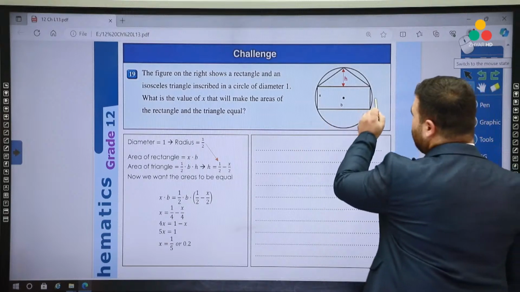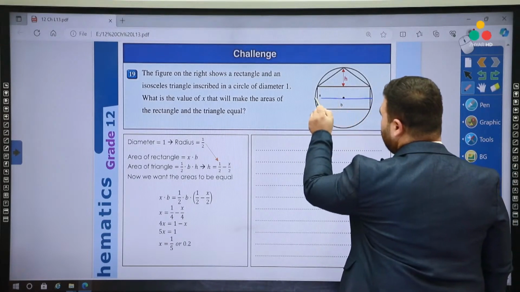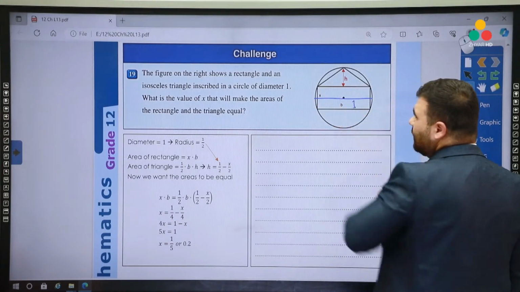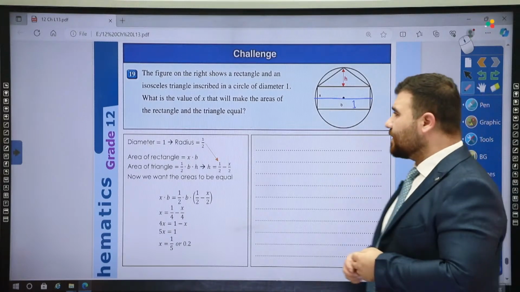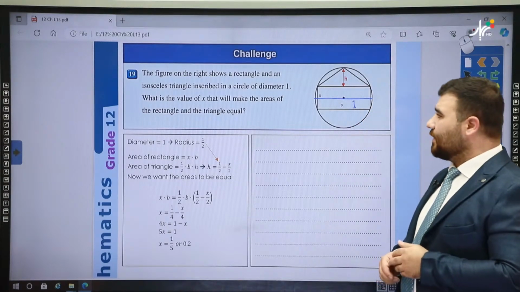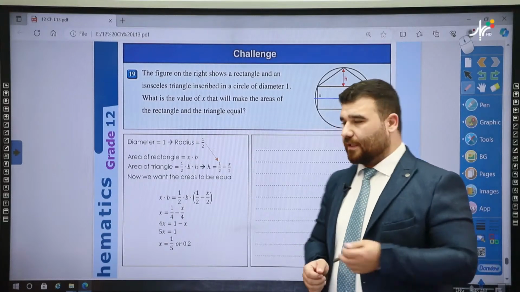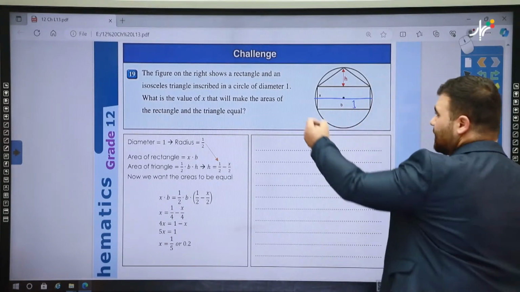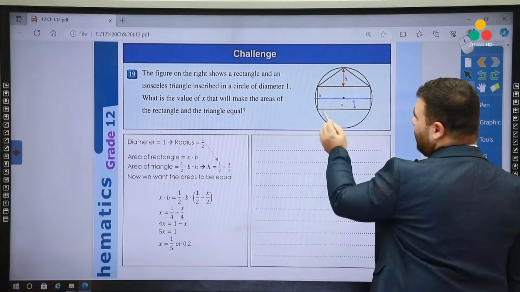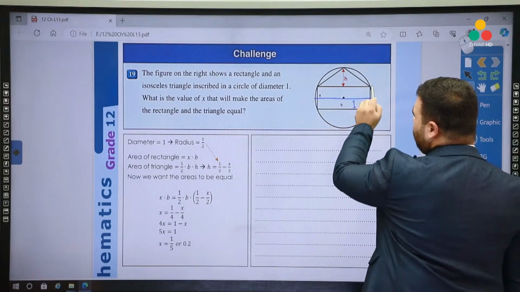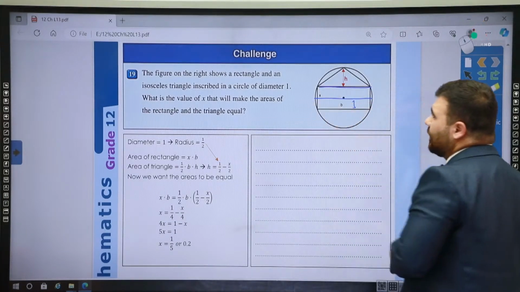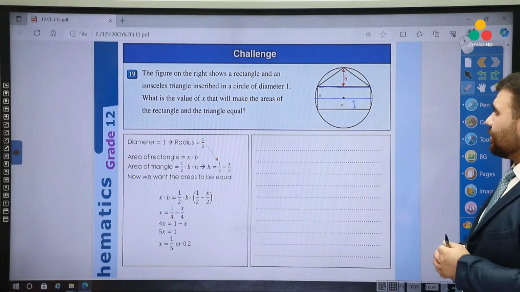The diameter of the circle is 1, which means from here until here is 1. What is the value of x that will make the area of the rectangle and the triangle equal? Then x is the width of the rectangle, and b is the base of the rectangle, which is also the base of the triangle.